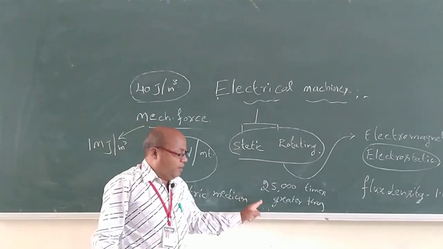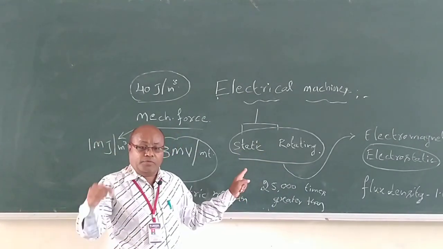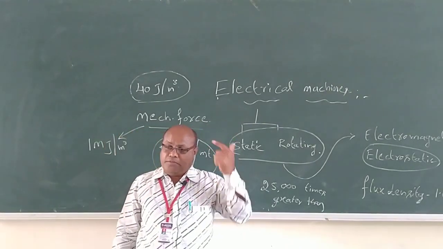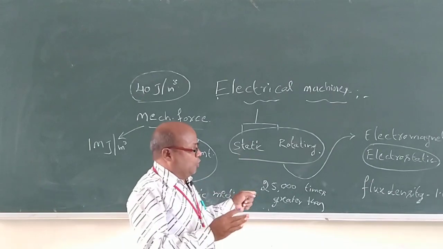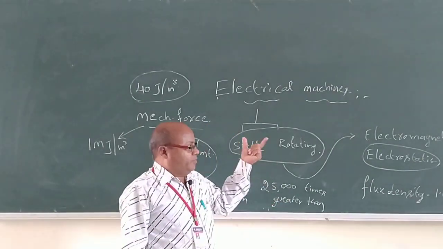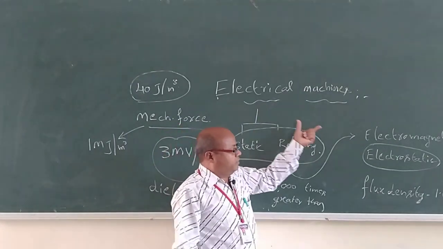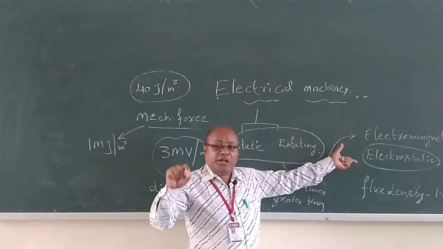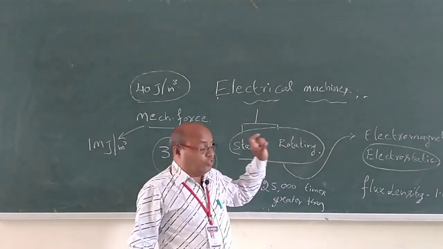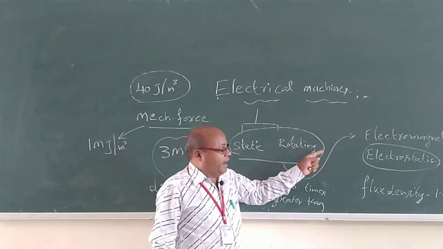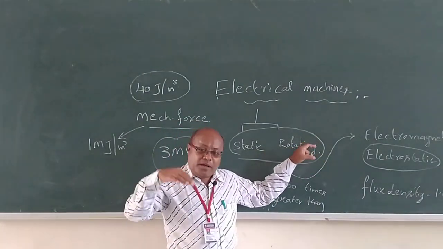Because of this concept, throughout the globe we refer only to this particular type of method. All the electrical machines we make are made by the electromagnetic method. So this is the one concept you have very clearly understood. And from this, how are we making the machines?